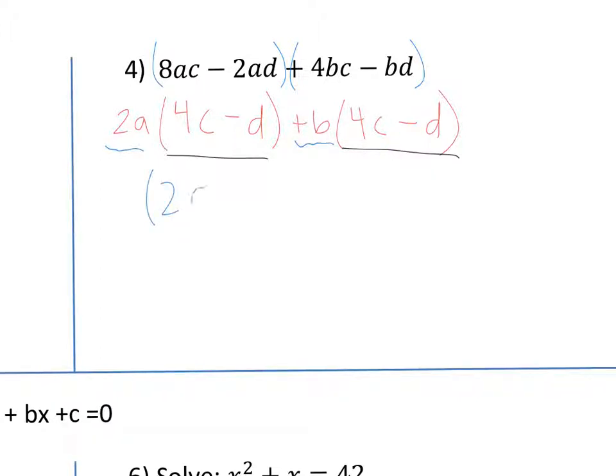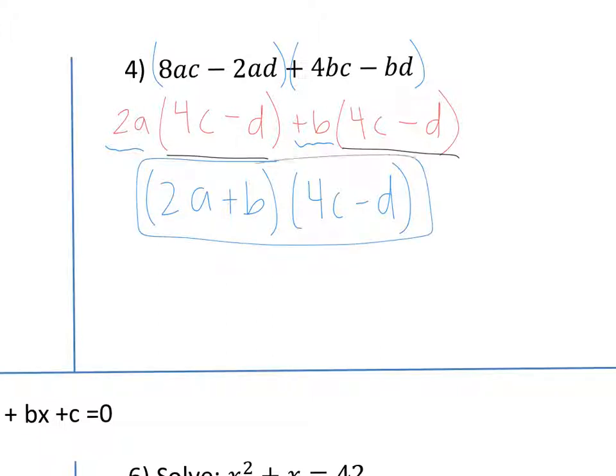So I'll put 2a plus b together, and that will combine for one factor. Then my other factor is 4c minus d. And then to check my answer, I could go ahead and FOIL. I'm going to circle my answer here, but I'm going to go ahead and FOIL to make sure I get what I started with.